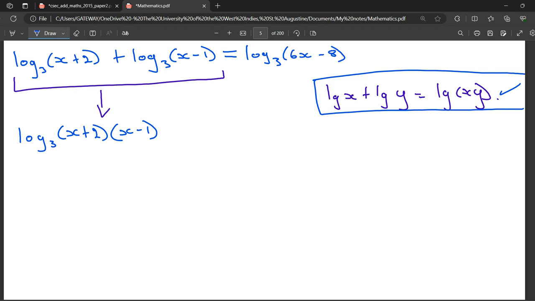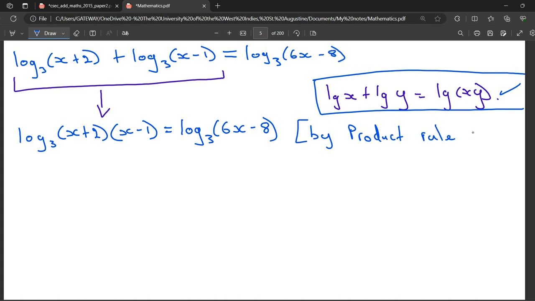Base remain the same in this case. And that is equal, for now, to log of 6x minus 8. And this is the base 3, right? So we can say by product rule of log, right? The shorthand.